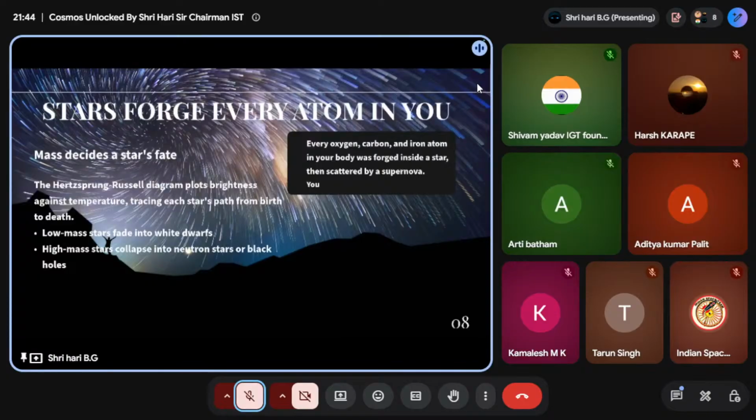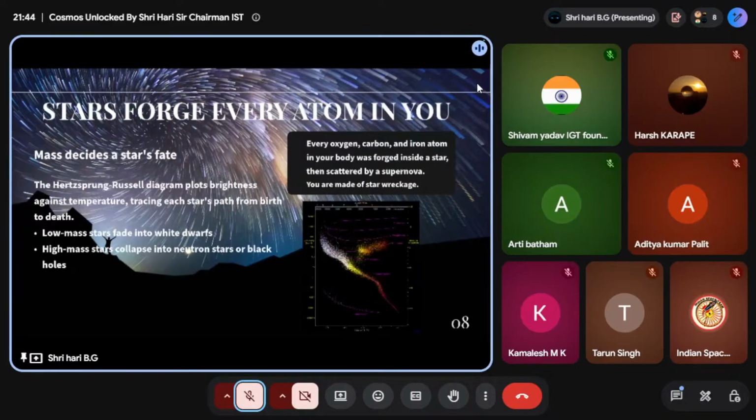If it doesn't exceed that mass criterion, it becomes a white dwarf star, like a zero bulb, or a neutron star, like a neon light, we can say. If it exceeds the limit, it will become a black hole. And you are not separate from the cosmos. You are made of stardust. Stars only have created all the elements in the universe.